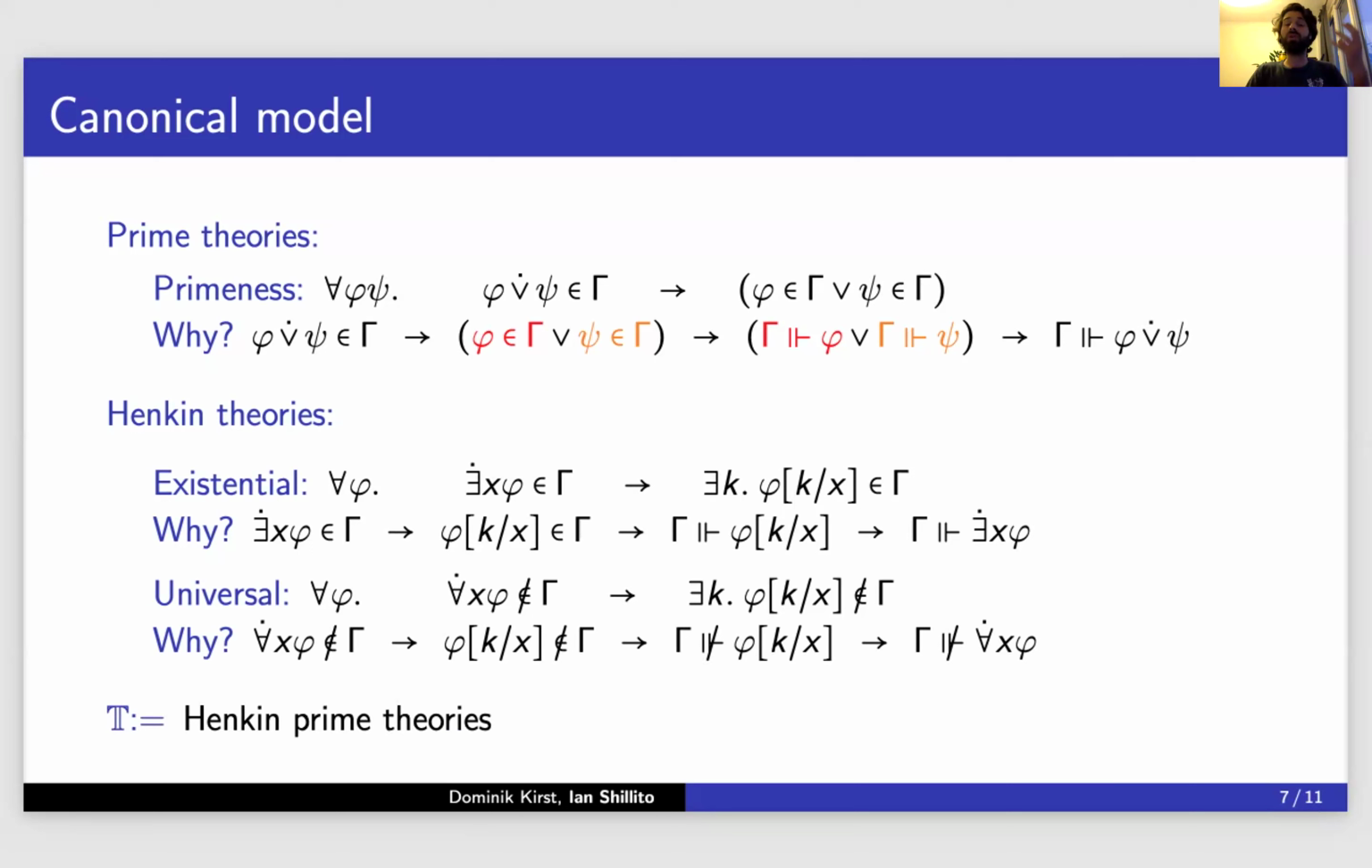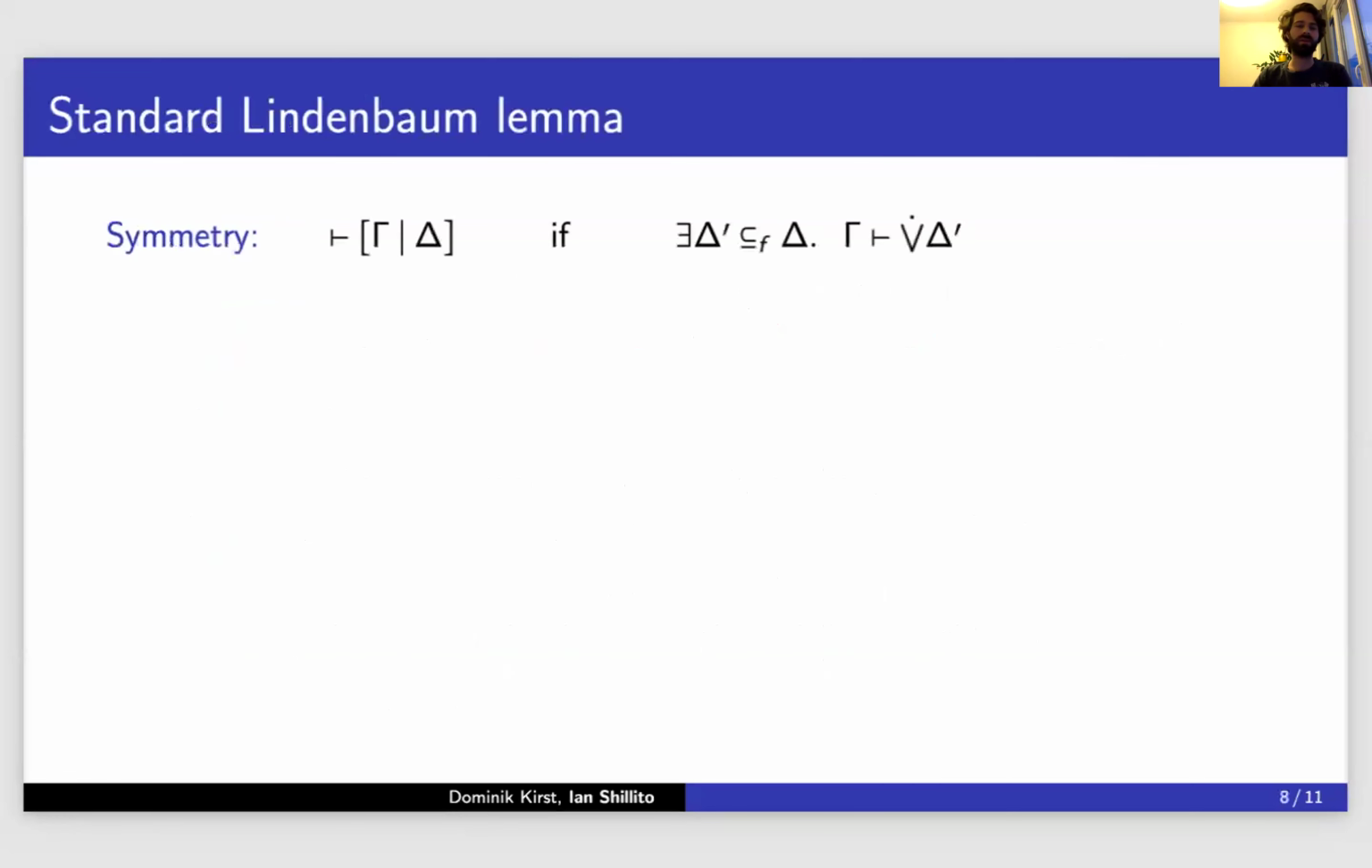And so note roughly that the disjunction case is already treated in the truth lemma, as well as the quantifiers, and the conjunction as well, because it's rather trivial. But yeah, so that's what we need. Now let's move on to the Lindenbaum lemma.